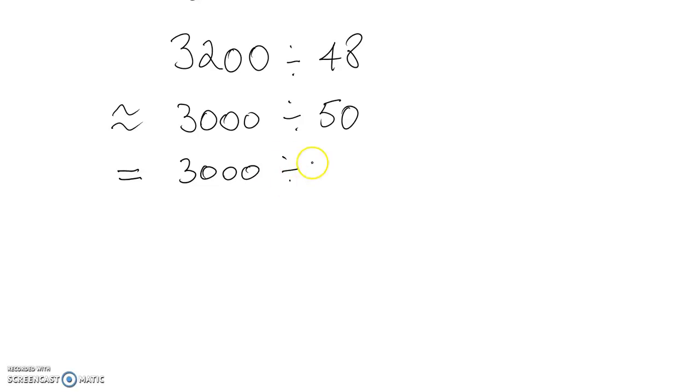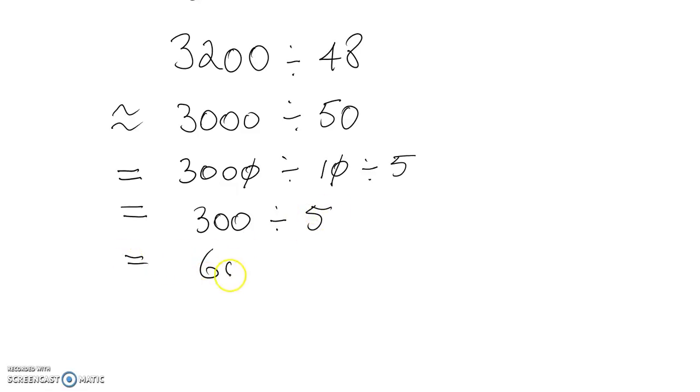3,000 divided by, now 50 is 10 times 5, so if we divide by 10 first and then we divide by 5 second, that will make it easy for us. Remember our dividing by 10 strategy, tens, hundreds, thousands, we cancel out. So we can cross off a 0 from each one, so now we've got 300 divided by 5, and 300 divided by 5 is 60. So when we're estimating, we round to the first digit and then we've got simpler numbers to work with.